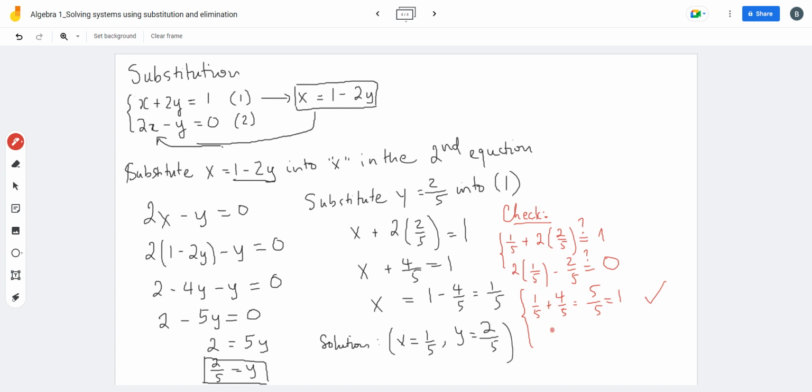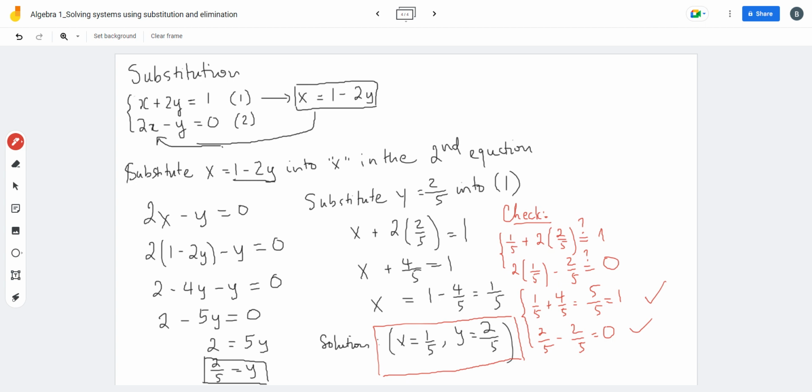For the second equation, I would have 2 times x, so 2 times 1 over 5, minus y, so minus 2 over 5, and I want to see whether the left hand side is equal to 0. So 2 times 1 over 5 is 2 over 5, minus 2 over 5, and this is equal to 0, which is also the same. So I can confirm that my solution is x equal to 1 over 5, y equal to 2 over 5.